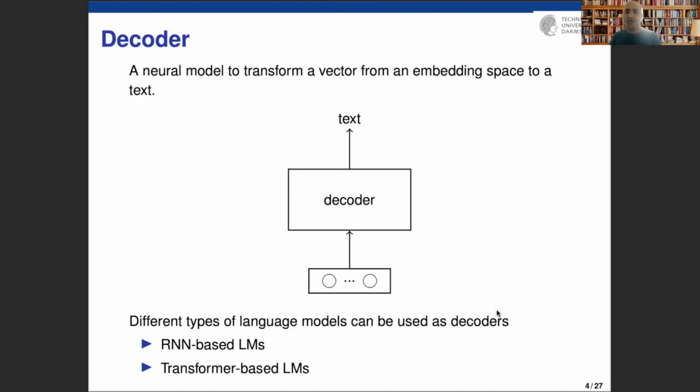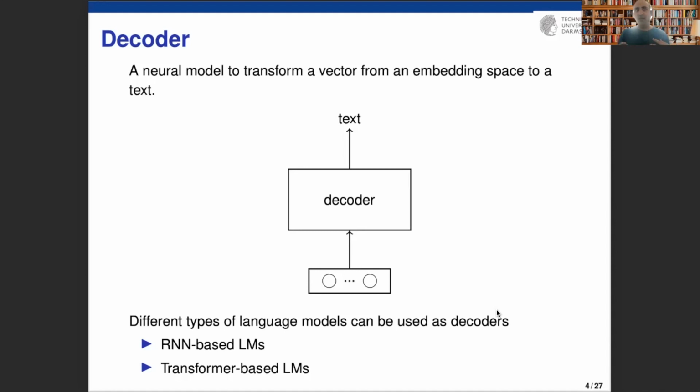Okay, now that we know what an encoder is, we can discuss the decoder. A decoder is a neural model to transform a vector from an embedding space to a text. So if we have a vector in an embedding space as the input, the decoder takes the vector and tries to map that to the language, to a text. Different types of language models can be used as decoders, like RNN-based language models and transformer-based language models.